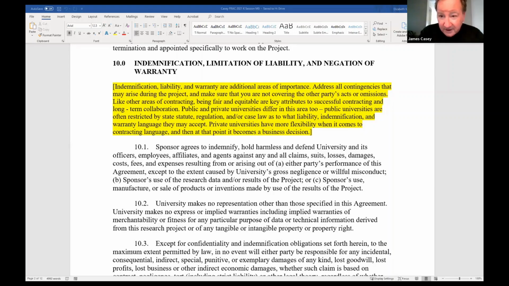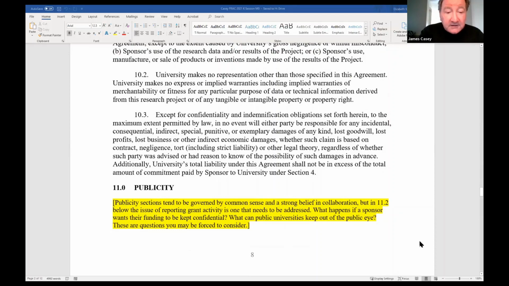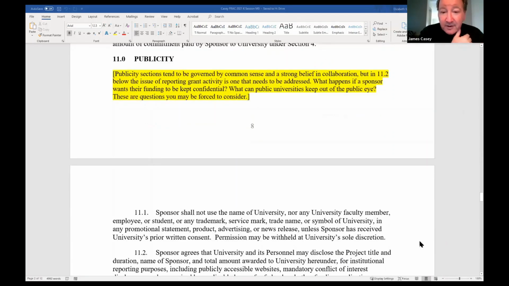So we can scroll down here, please. Clause 11, publicity. I will just say very quickly, publicity clauses are very important when it comes to releasing reports of sponsor research activity.